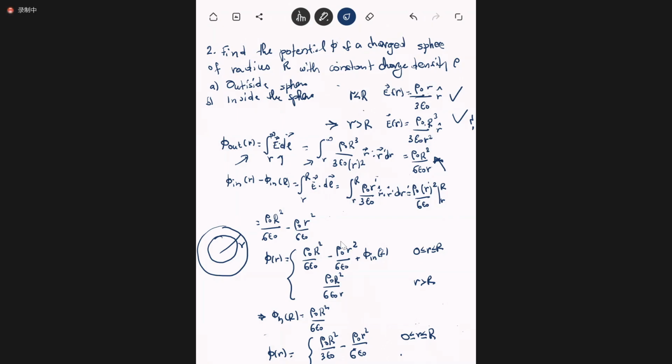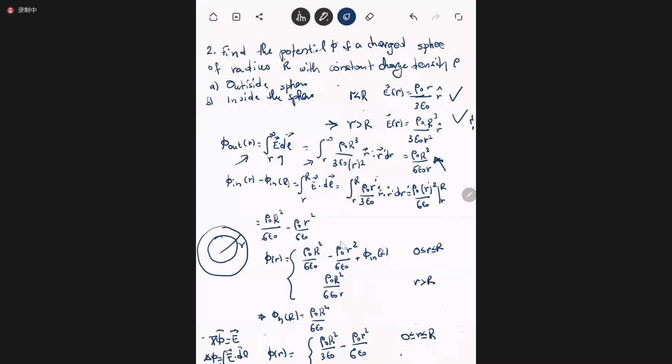So again, we assume if we look outside of the charge sphere, that phi out at infinity is equal to 0. That's the convention. So from this known formula, which again can be written also as delta phi equals integral of E dl, the limits of integration are from r to infinity, yeah?